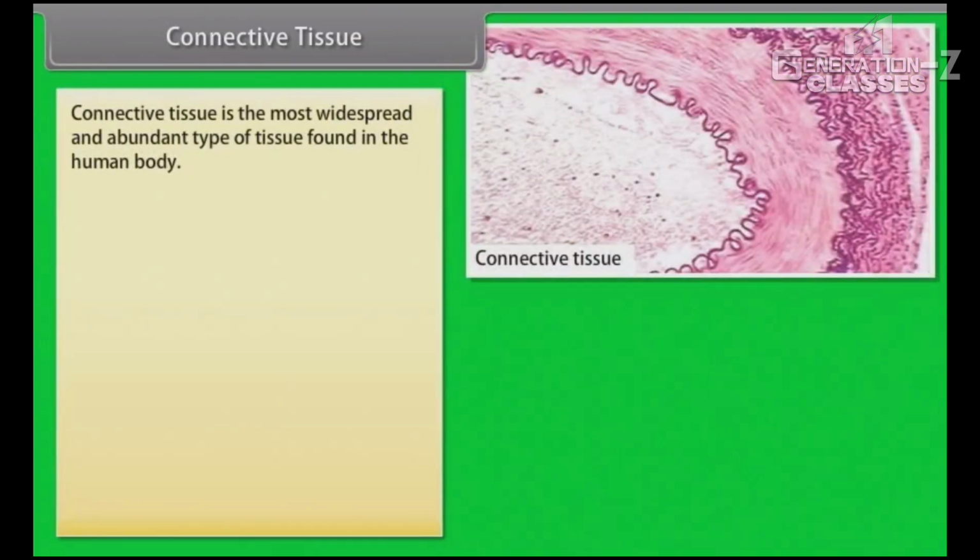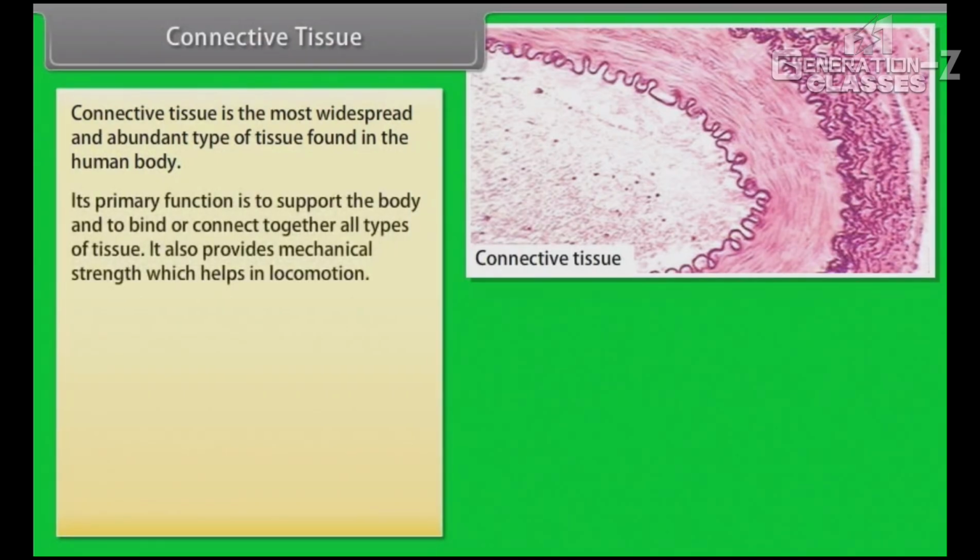Connective tissue. Connective tissue is the most widespread and abundant type of tissue found in the human body. Its primary function is to support the body and to bind or connect together all types of tissues. It also provides mechanical strength, which helps in locomotion.